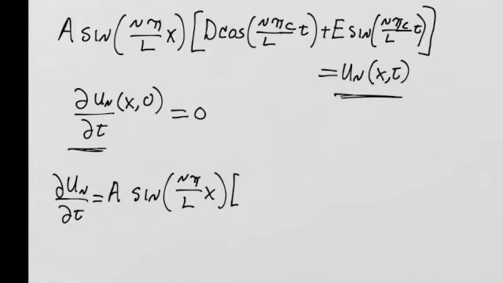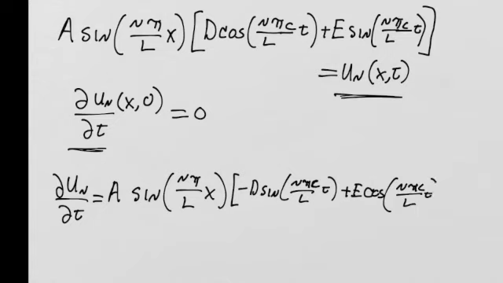So the derivative of the cosine is minus the sine, so this is going to be minus d sine n pi c over L times t, and the derivative of sine is cosine, plus e cosine n pi c over L times t, right? Now this thing has to be equal to 0 when t equals 0. So when t equals 0, this whole thing has to be 0.